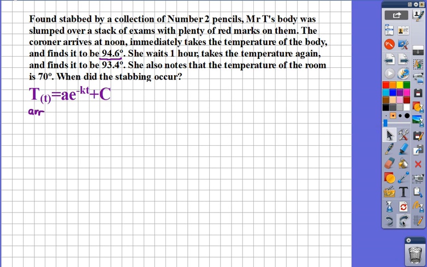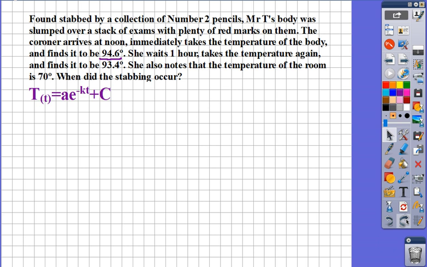So, that's what we've got there. Over here, let's take a look at this example. In our example, we found Mr. T's body, stabbed by a collection of number 2 pencils, slumped over a stack of exams with plenty of red marks on it. That's why I always use purple, by the way. The coroner arrives at noon, immediately takes the temperature of the body and finds it to be 94.6 degrees. That's going to be important in a minute. She waits 1 hour, takes the temperature again, and finds it to be 93.4 degrees. There's the cooling occurring. She also notes that the temperature of the room is 70 degrees.